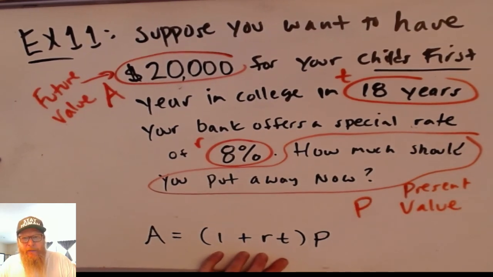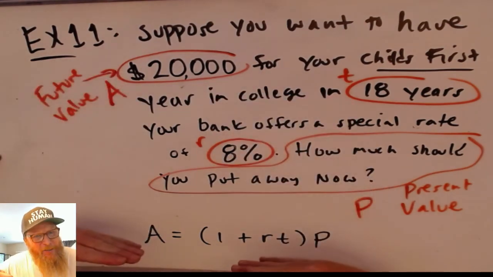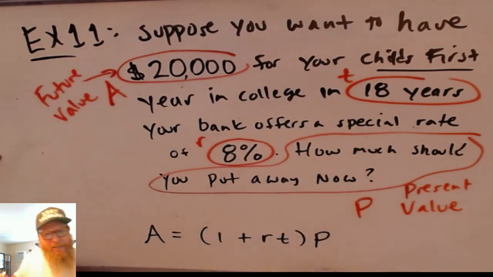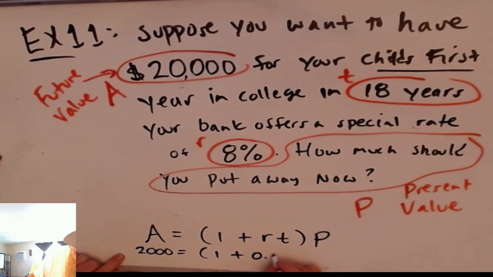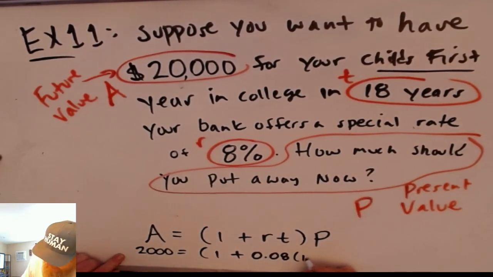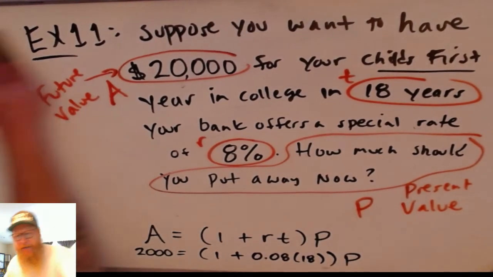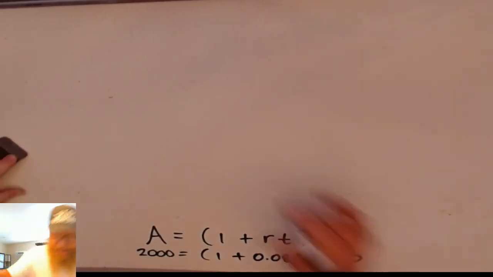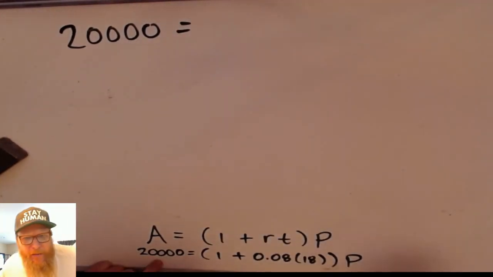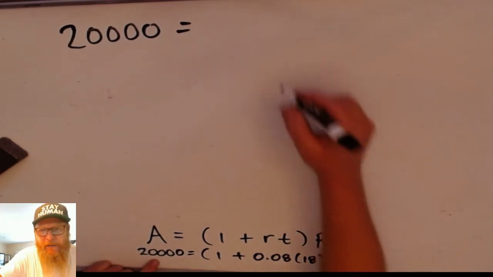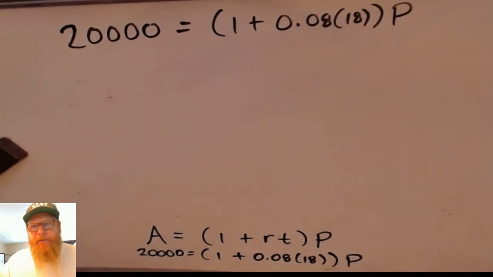All right. Now here's what I'm going to do this time. I'm going to write all this stuff down, and then I'm going to work vertically top down, so I at least end this lesson with a little bit more organized set. So A is 20,000, R is 0.08, and T is 18 years. All right, so I just wrote all that down so I don't forget any of that stuff. Now I can erase all of this. So I've got $20,000. Oh, I almost wrote 2,000. 2,000 is barely going to pay for your books. So $20,000 equals 1 plus 0.08 times 18, and then times P.